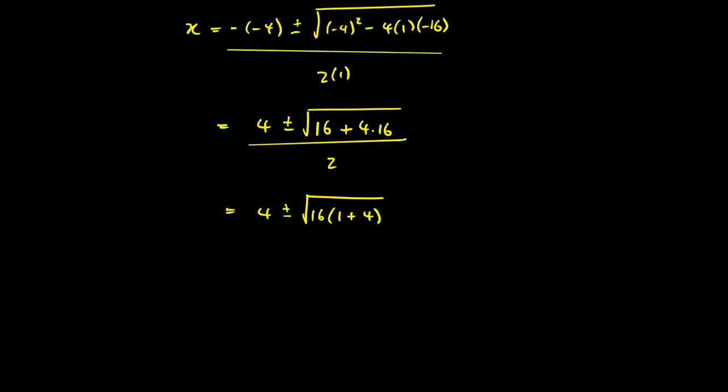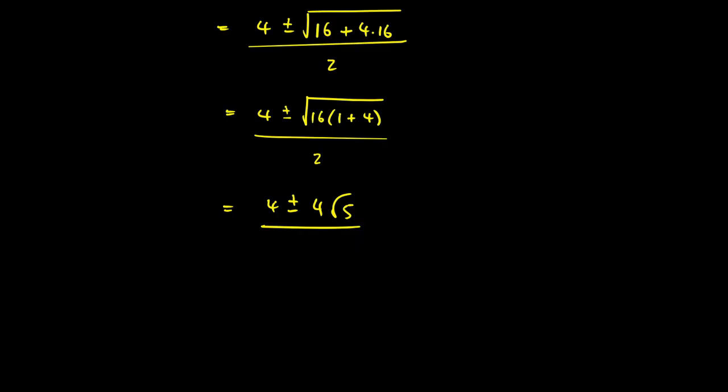See that? Because if I factorize out 16 from here and here, I get 1 from here, and I get 4 from here, all divided through by 2. So I'm going to get 4 plus or minus 4 root 1 plus 4, which is 5, all divided by 2. And so this simplifies to give 2 plus or minus 2 root 5.